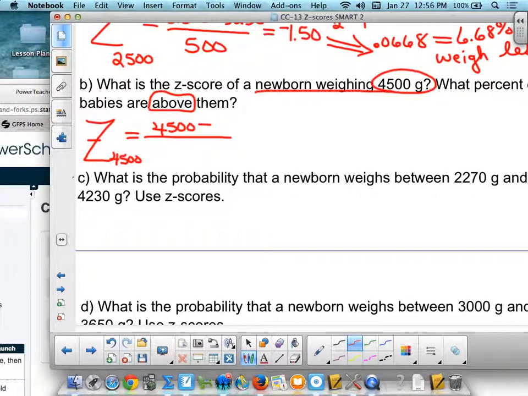Baby's weight minus the average divided by sigma, standard deviation. Bryce, what'd you get? I don't have a calculator. Ethan, what'd you get? 2.5. Ethan gets 2.5. Would you guys agree or disagree?